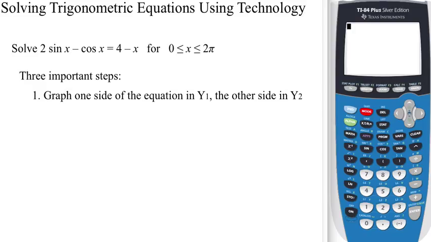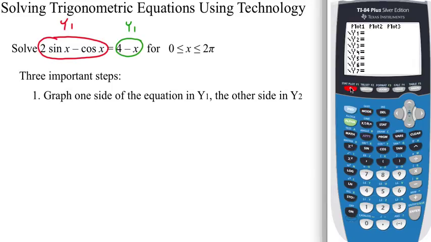The easiest way with the calculator is just to take the 2 sides and put them into different parts of your calculator. So I'm going to put the whole left side in y1 and the whole right side in y2. I'm just going to go to y equals and enter these things. So in y1, 2 sine x minus cosine x. Then I'm going to hit return, and in y2, I'm going to enter 4 minus x. That's it. All right? So I have these entered.